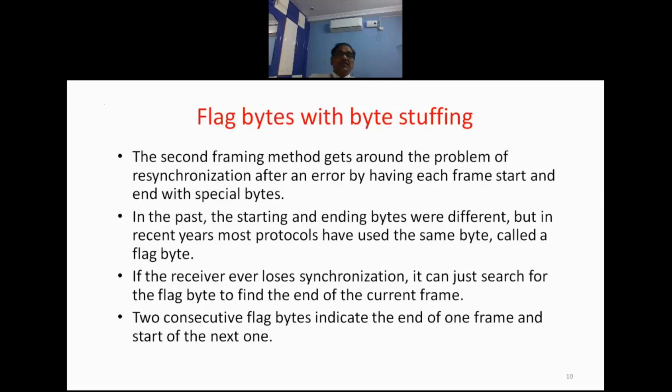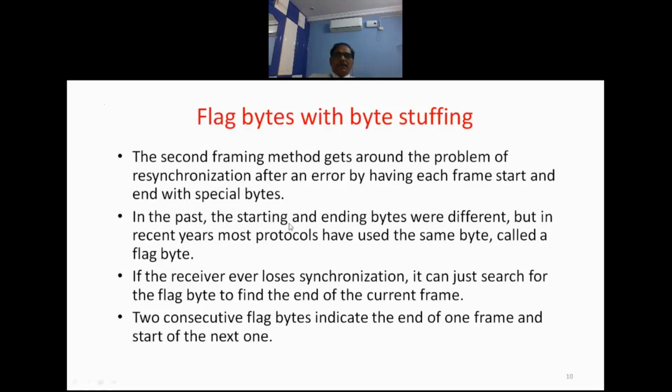The second method, a flag byte, means we are going to use a specific character to indicate the beginning of the frame and the end of the frame. As a result, the problem we faced in the byte count method will not be there in this. Whatever problem we encountered in the byte count method is taken care of, because a specific character is used to indicate the beginning and ending of the frame. So that is the second method, flag bytes with byte stuffing.